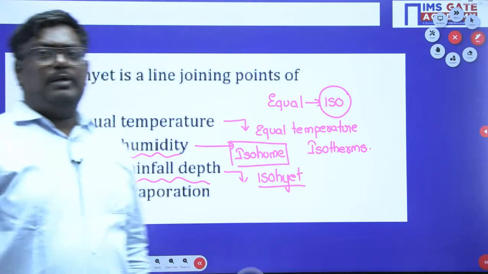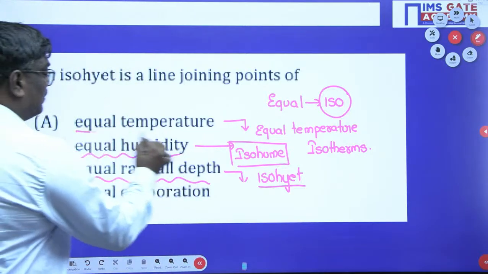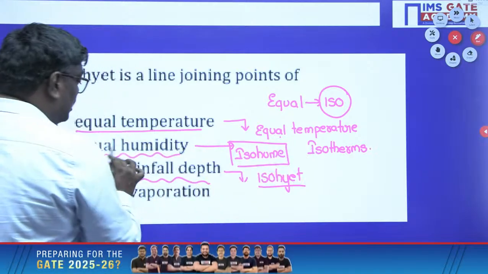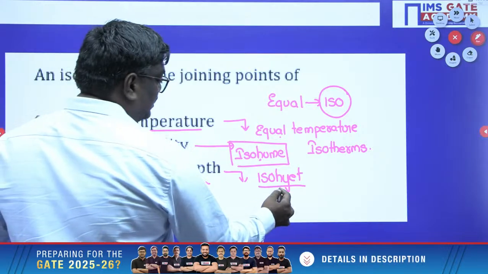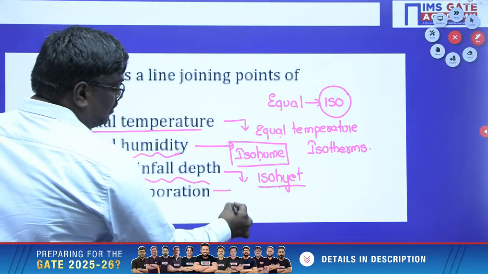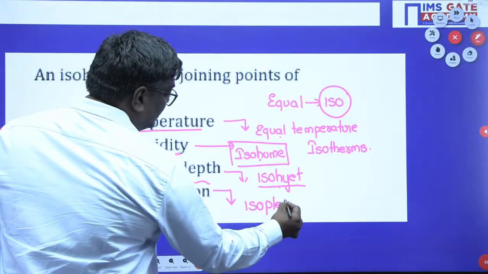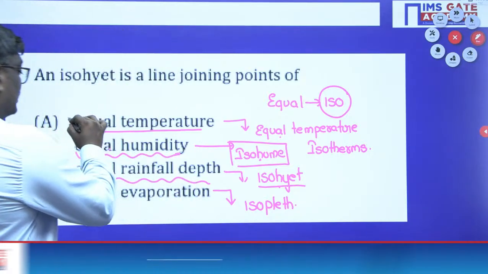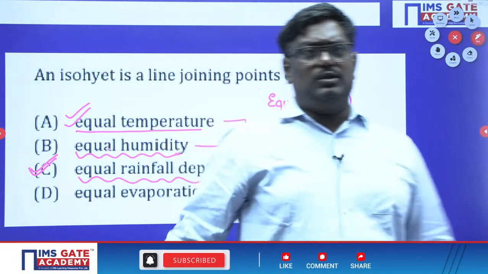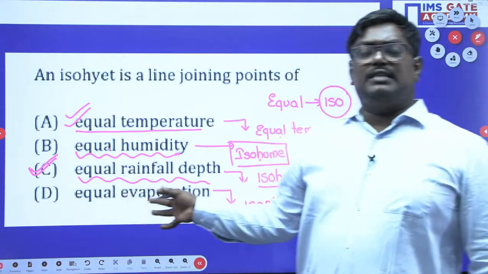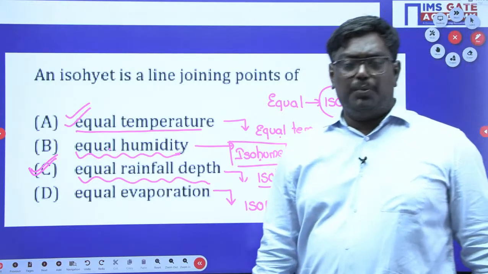But here what I would like to tell you is you should know all the remaining terms. Line joining equal temperature is isotherm. Line joining equal humidity is isohum. Line joining equal rainfall depth is iso height. And line joining equal evaporation is isopluth. So my dear students, it is not only one question. You should understand, again I am telling you, equal temperature, isotherm; equal rainfall, iso height; equal humidity, isohum; and equal evaporation, it is called isopluth. I hope you are clear. Okay.